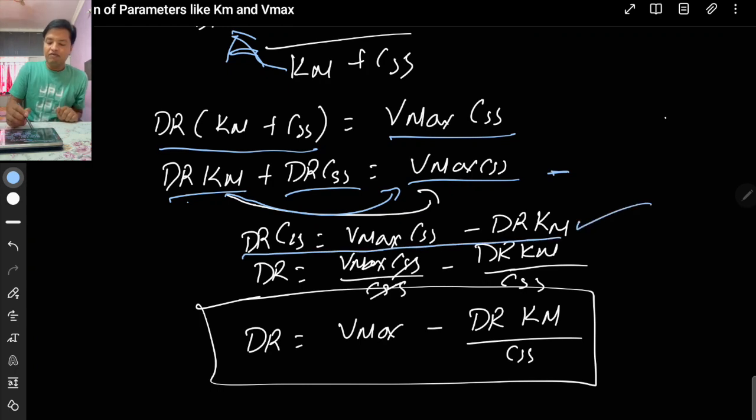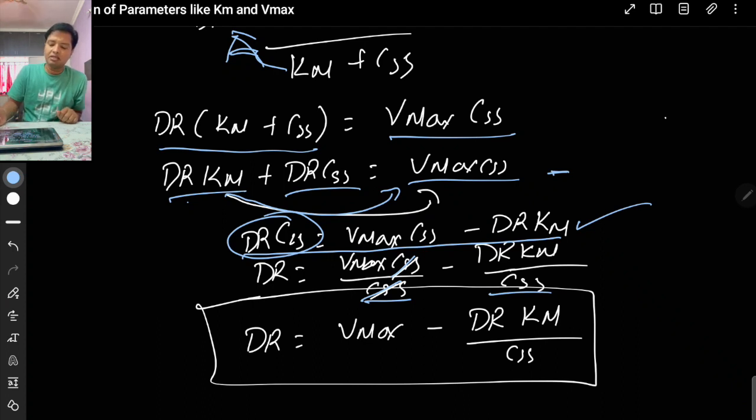If you send that to the right side, you will be left with dr into CSS. Send this CSS again to the right side. It will go to both sides; it will be divided on both sides because it is multiplied on the left side. In this case, we will cancel CSS and CSS.